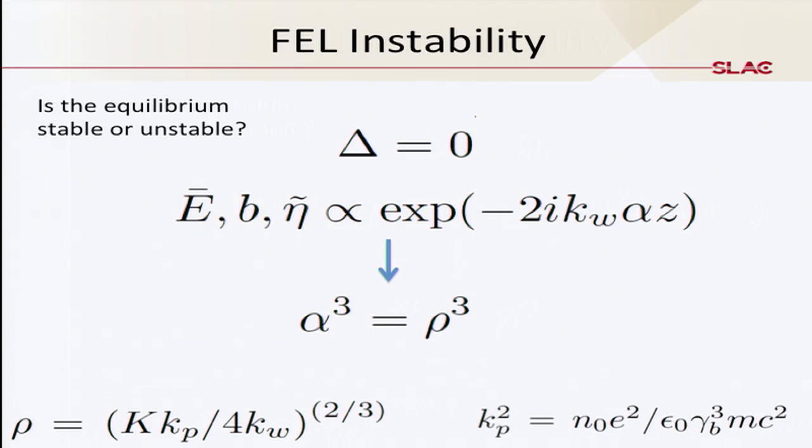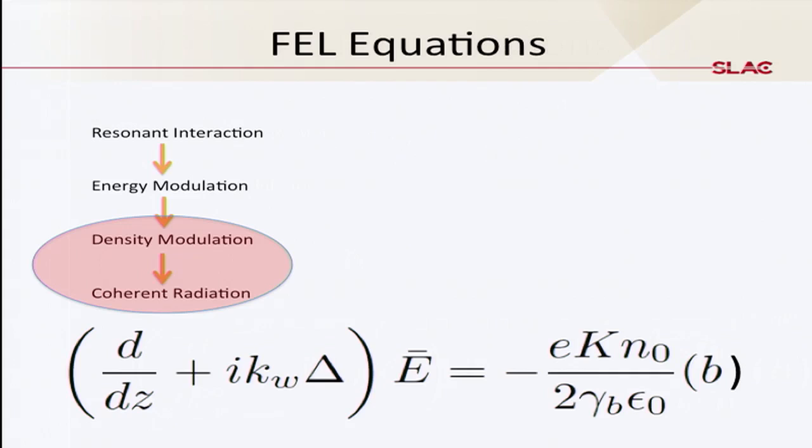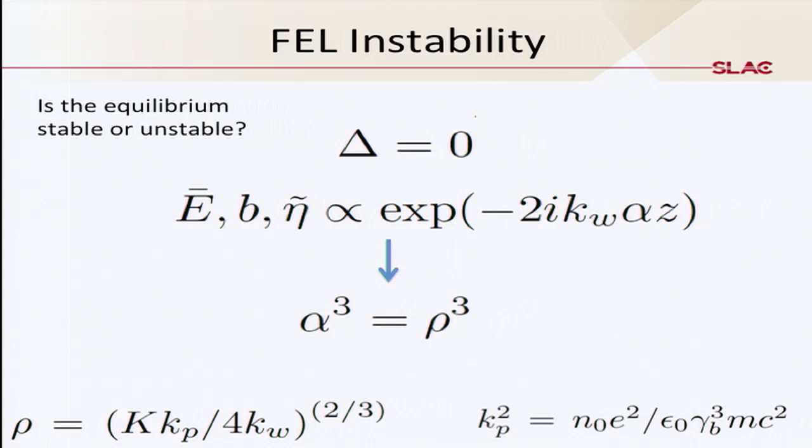And now you assume that your field, your bunching factor, and your energy modulation all have this exponential dependence on z. z is the position along your undulator. It's essentially a proxy for time. And K wiggler is known, so the only unknown here is alpha. So if you plug this expression into your field equations, these three equations, you get non-trivial solutions only if this condition is verified: alpha cubed equals rho cubed.